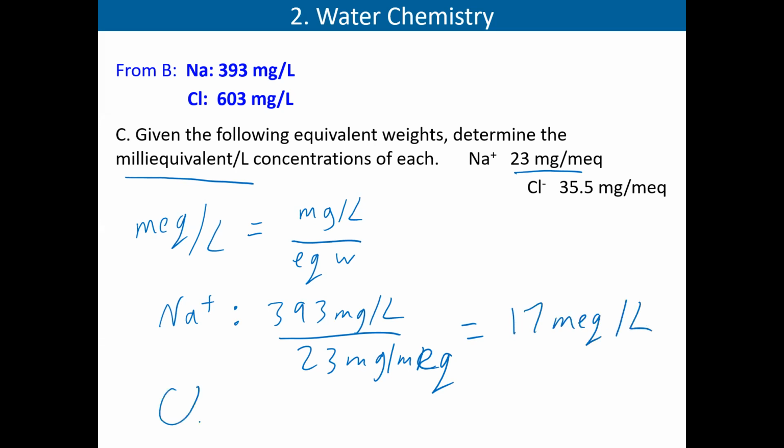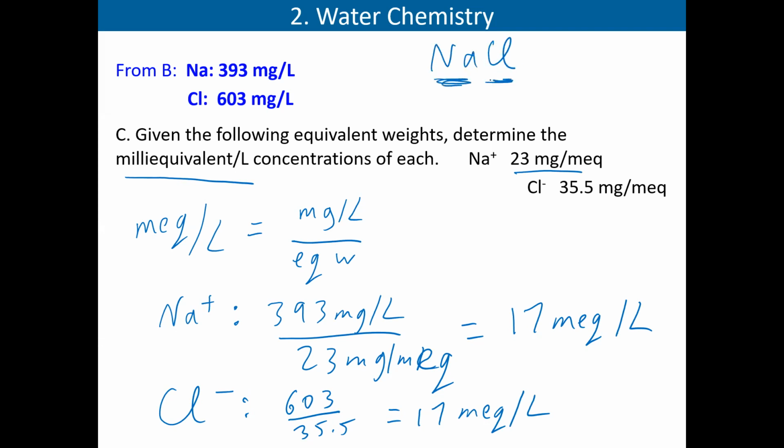We do the same thing for chloride. I'm not going to write all the units this time, but it's basically 603 divided by 35.5. And we're also going to get 17 milliequivalents per liter. One reason why I did this is to just show you something. Remember, we started off with sodium chloride. So for every sodium ion, there should be one chloride ion.